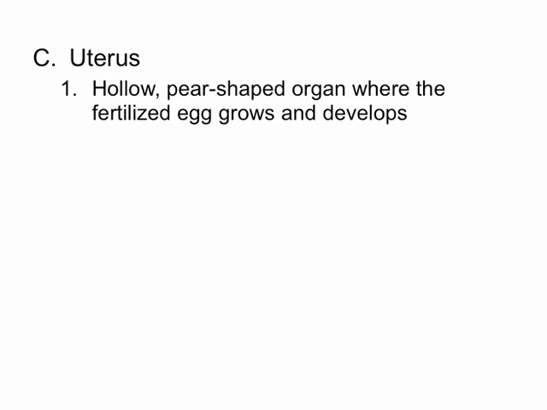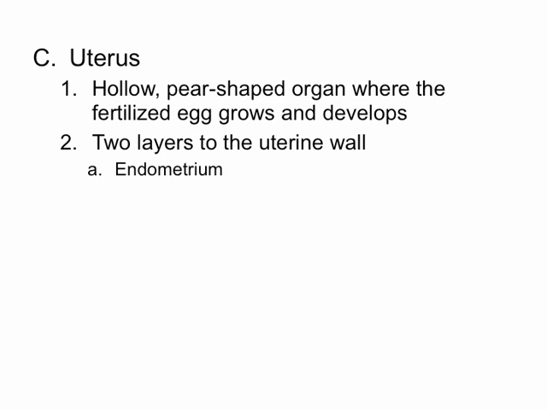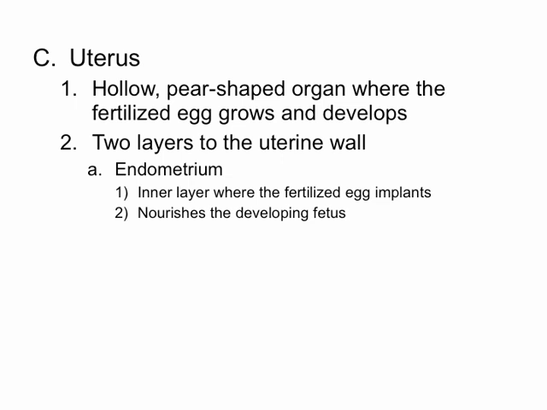The uterus is the organ in which the preembryo will implant and continue to grow. It's a hollow, pear-shaped organ where the fertilized egg grows and develops. There are two major layers to the uterine wall. There is an endometrial layer, endo meaning inside. This is the inner layer where the fertilized egg implants. This layer is going to nourish the developing fetus. This is also the layer that is shed every month during menses.